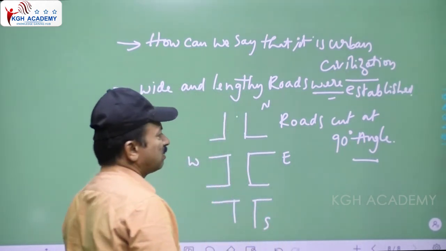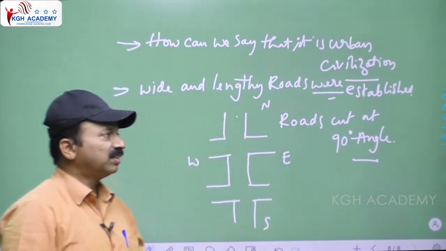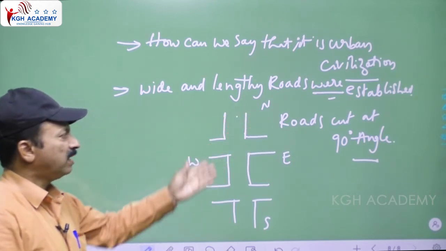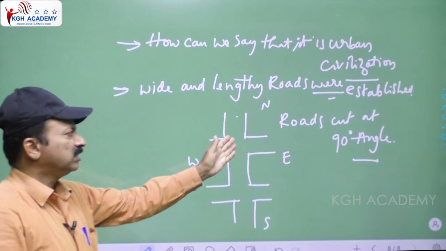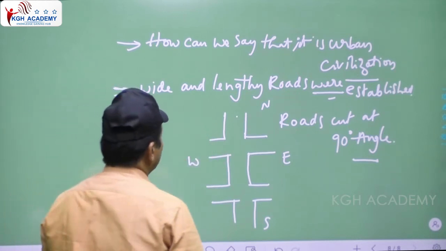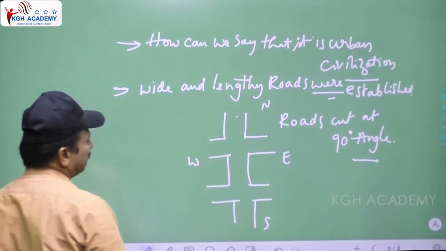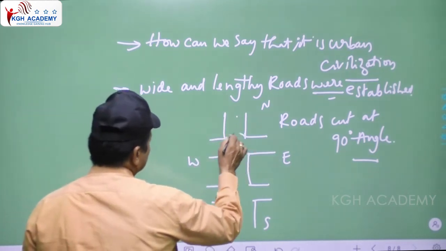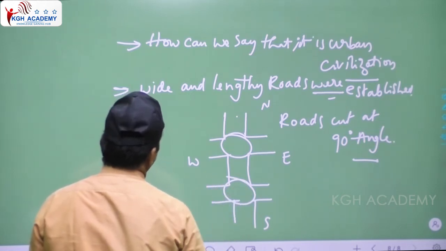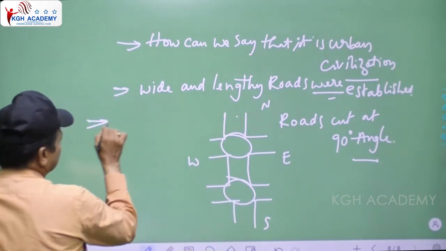A four-road circle was called Oxford Circus. So here you see that wide and lengthy roads were established by them. North and south, big roads were established. East and west, small roads were established. This is a four-road circle, that was called Oxford Circus.